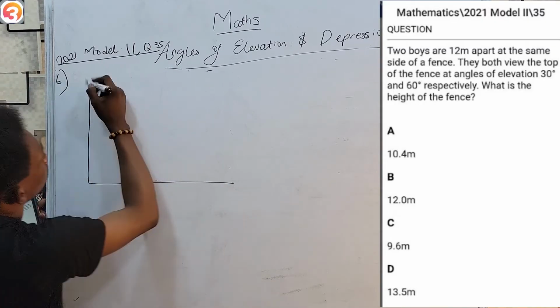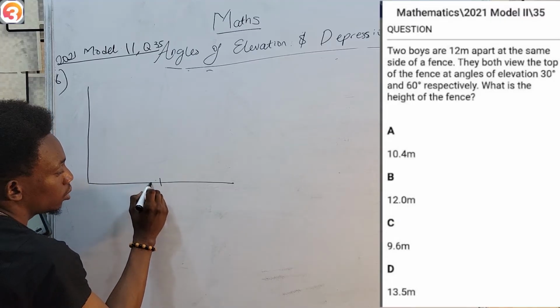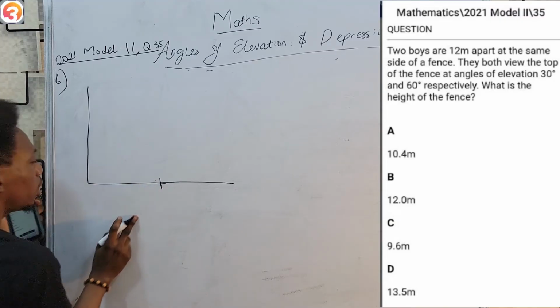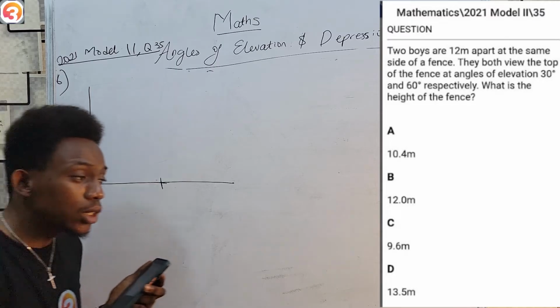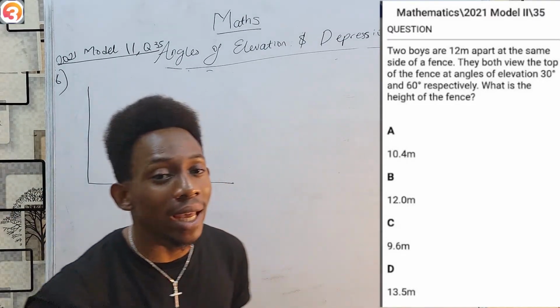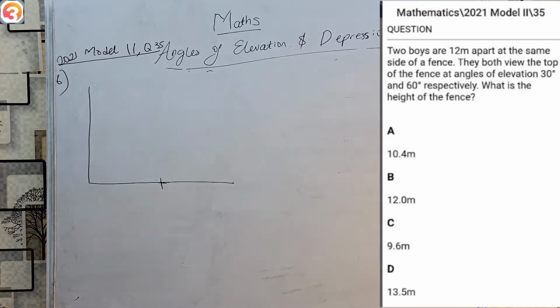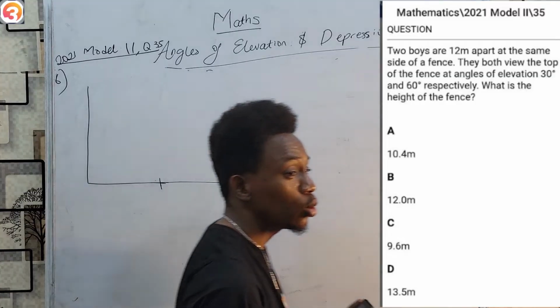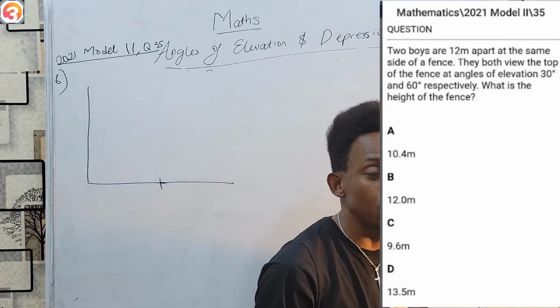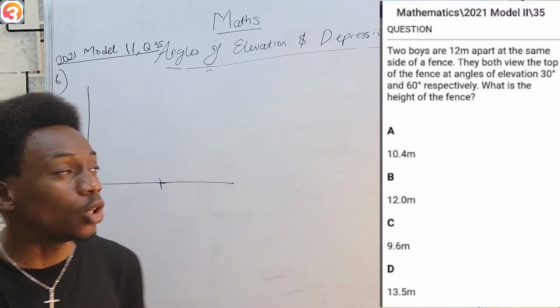Let's see. This is my fence. Let's say the two boys are down here. Now, one person is here. Here's a question. If I'm very close to an object and I have to look up at it, would I have to turn my head more or less than somebody who is far? Please note, if you are very close to it, to look at the top, you have to turn your head more. You have to look way higher than somebody who is far.